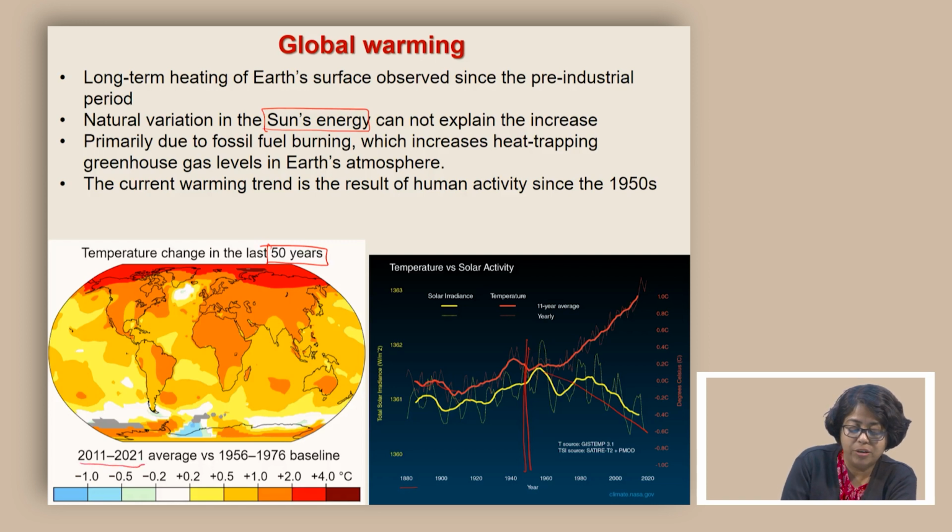So, if we look at the average of 2011 to 2021, a 10 years average versus 1956 to 1976, another 20-year average, there is a significant shift, and it is showing that most of these things are towards these warmer colors, which means on an average any year which is sitting between 2011 and 2021 on an average was warmer than the same day between 1956 and 1976, and it is throughout the world.